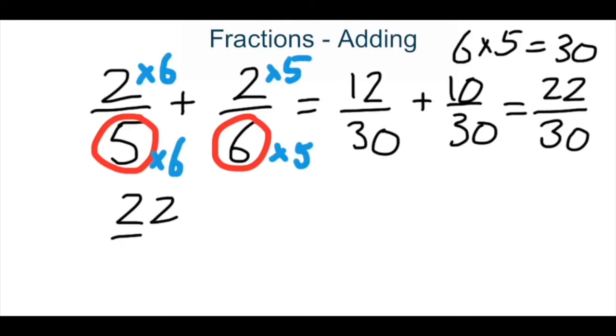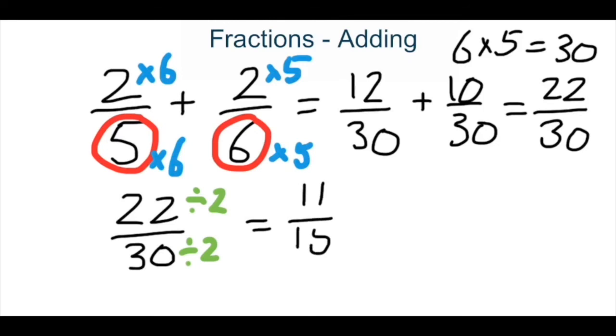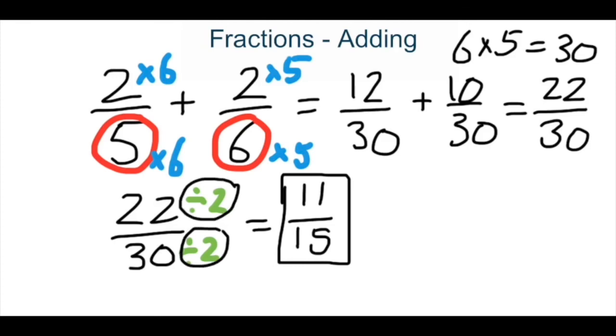Now, interestingly, 22 and 30 can both be divided by 2. And that's what you're looking for when you're simplifying. You want to look for any number that both the numerator and the denominator can be divided by, so we can make the numbers smaller. But they must both be divided by the same number. So here, they can both be divided by 2. So when we do that, we get a smaller looking fraction, 11 over 15, as our answer.